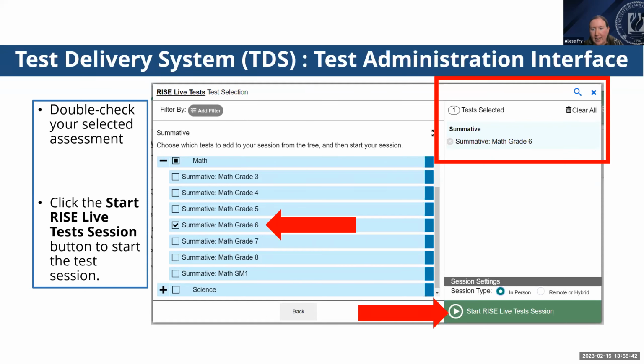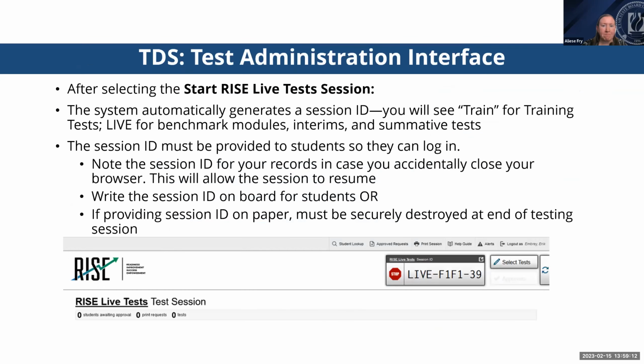To create this test session, you'll click the test that you want to administer, okay? And then when you click that little checkbox, the test name is going to populate on the right-hand side, so that if you misselect anything, you can always clear it out or hit the little gray X and reselect the test that you meant. Once you've selected the test you are intending to administer, you'll click the Start RISE Live Test Session green button that appears at the bottom.